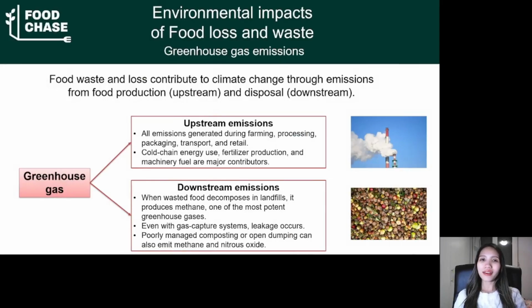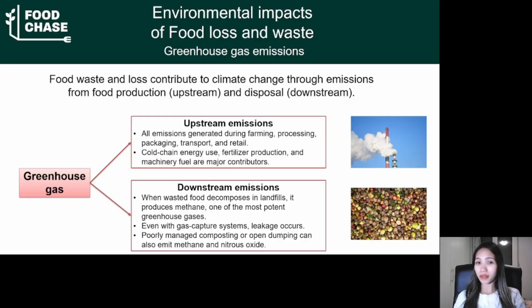Food waste and loss can generate greenhouse gases both from food production, which is upstream, and disposal, which is downstream. The upstream emissions include all emissions generated during farming, processing, packaging, transport, and retail. Cold chain energy use, fertilizer production, and machinery fuel are major contributors.